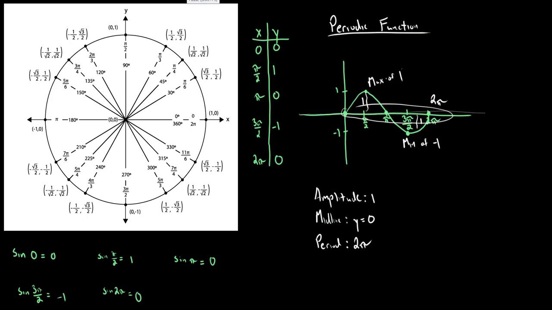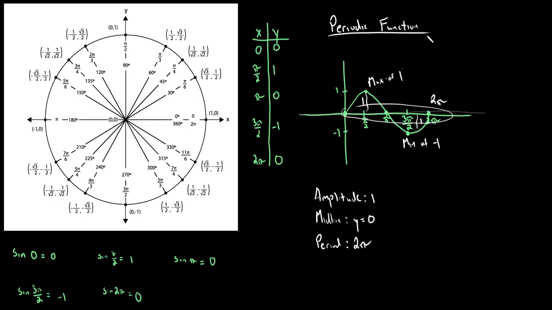Okay, welcome back. In the previous video, we broke down the graph of sine. So we unwrapped this unit circle. We just went along this unit circle and got our graph of sine, which is a periodic function, okay? Now we're going to pick up right where we left off.